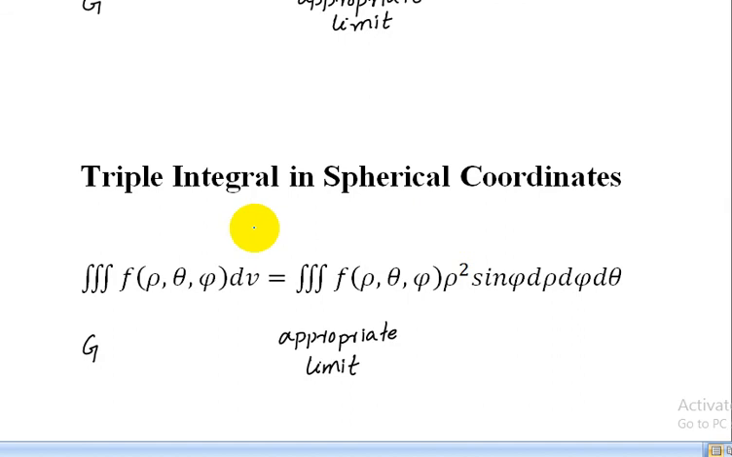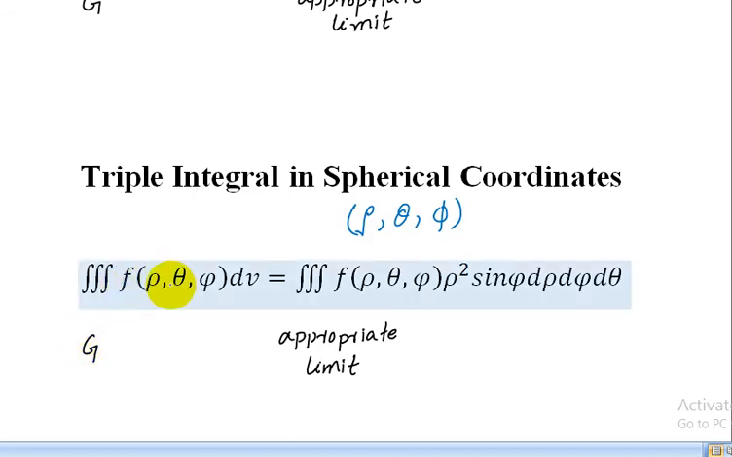Next one is a triple integral in spherical coordinates. As spherical coordinates are rho, theta and phi. So a triple integral over closed and bounded solid region in 3D space for function f of rho, theta and phi, dV is equal to triple integral. Again this limit changes according to given conditions. So f of rho, theta, phi, rho square sine phi, d rho, d theta, d phi. So this is the relation for triple integral in spherical coordinates.